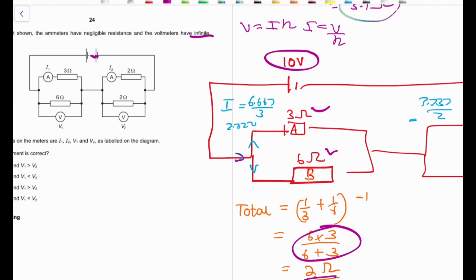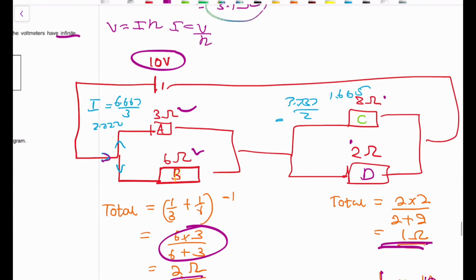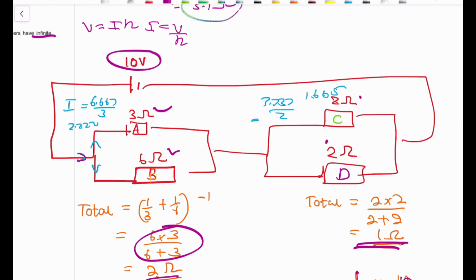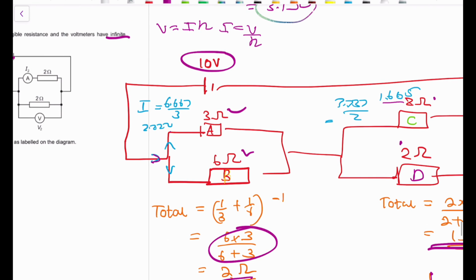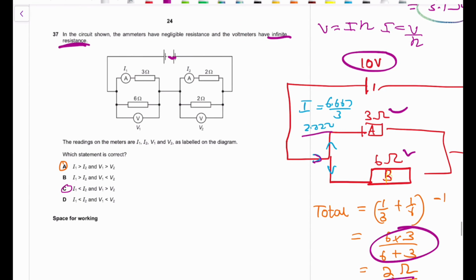So current is going to move either up or down, and we're therefore going to be able to make different calculations based on that specific assumption. That's very, very important for us to be thinking about. Okay, and then for the other one, it's going to be 3.333 divided by 2, and we're going to get 1.60. For the other one, we're going to get 2.22. So automatically, I1 has to be greater than I2, and the answer has to be A.